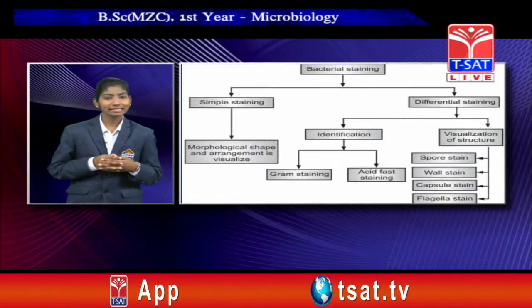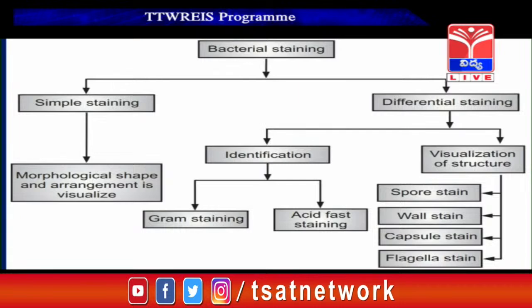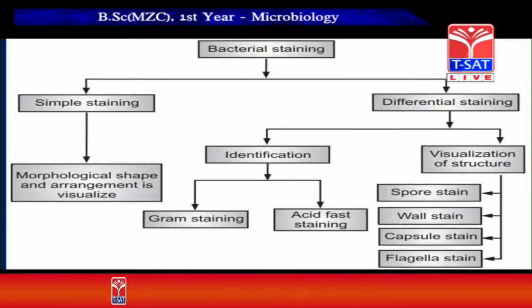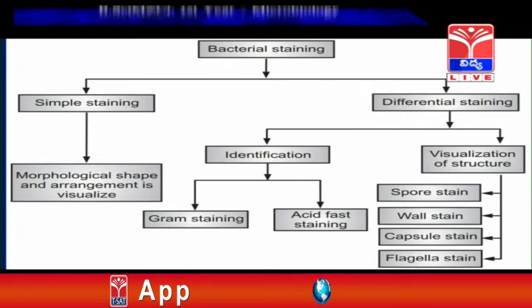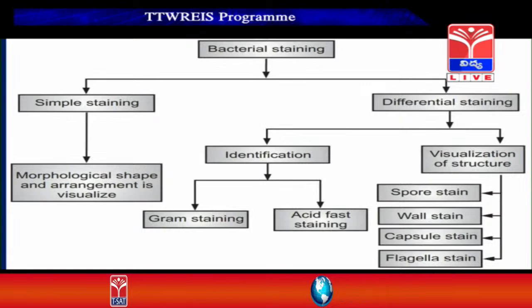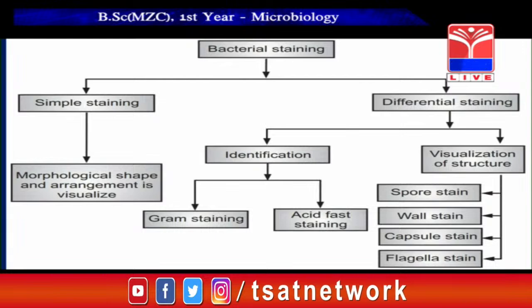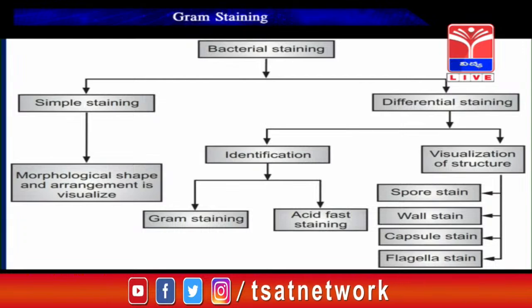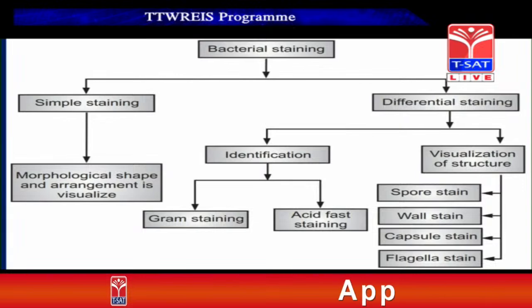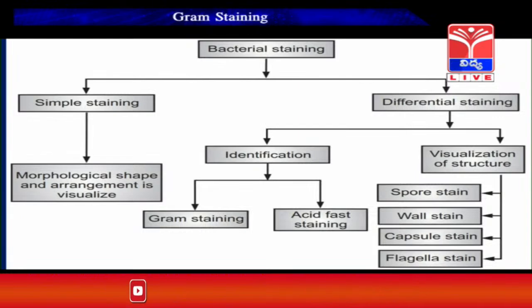Next, bacterial stainings are different in types. Bacterial stainings are divided into two major groups: the first one is simple staining and the second one is differential staining. In simple staining, we can visualize the morphological shape and arrangement of bacteria. What can we visualize in simple staining, friends? Yes, exactly. We can visualize the morphological shape and arrangement of bacteria in simple staining.